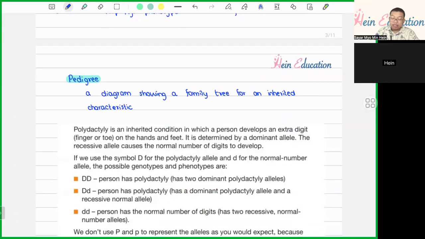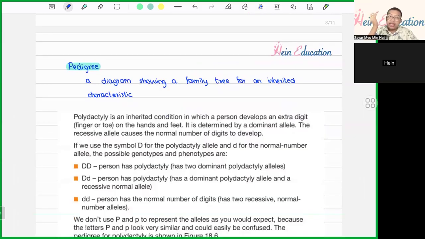So after we know about a monohybrid character, and after we know about one generation, what if we want to know more than one generation, and more about the family tree, or about the parents and grandsons and granddaughters and everything? Then we have to use a pedigree. A pedigree is a diagram which shows a family tree for an inherited characteristic.